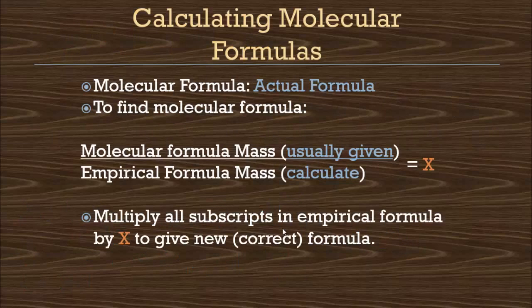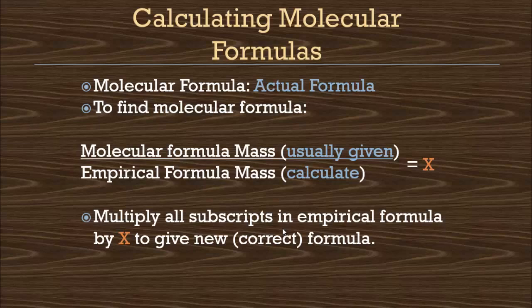Now remember, your empirical formulas were not necessarily the true formula. So how do we get the true molecular formula, which is our actual formula? Well, to do that, we need to know the empirical formula. So to find our molecular formula, we're going to take the mass of the molecular formula, which they usually have to give you. Otherwise, I don't know how you're going to really figure this out. So they should give you the molecular formula mass.